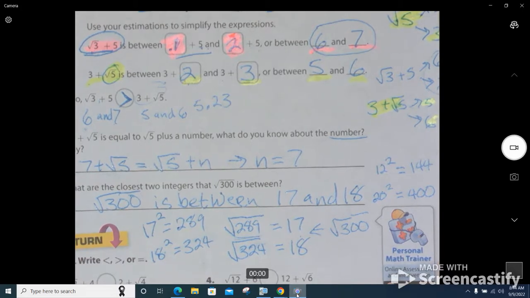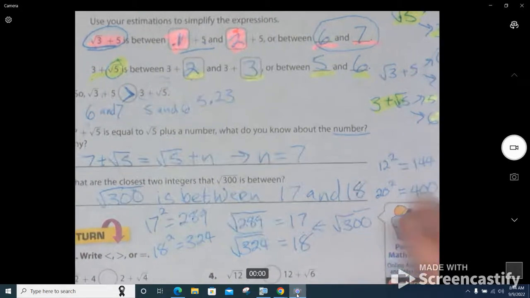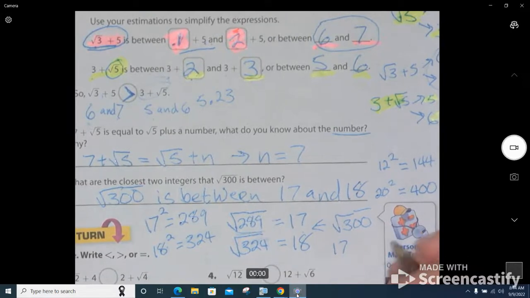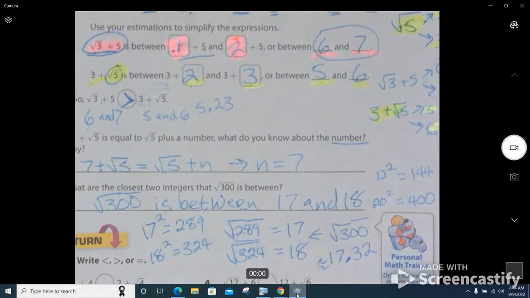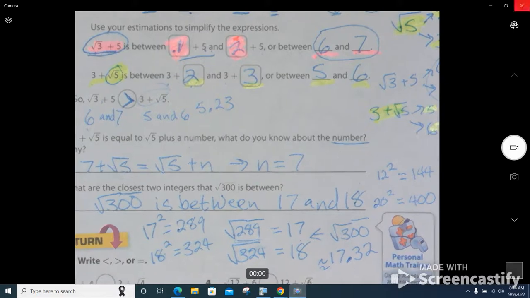Now, somebody got real excited and plugged it in the calculator, which I'm really proud that they did that. And what did you guys get for the actual value? 17 point what? So we'll just approximate to 0.32. Okay? So when you plug the square root of 300 into your calculator, it's approximately 17.32. We should be writing this down. Everything I have written on my paper, you should have on your paper. Does that make sense? All right. I'm going to stop the video.